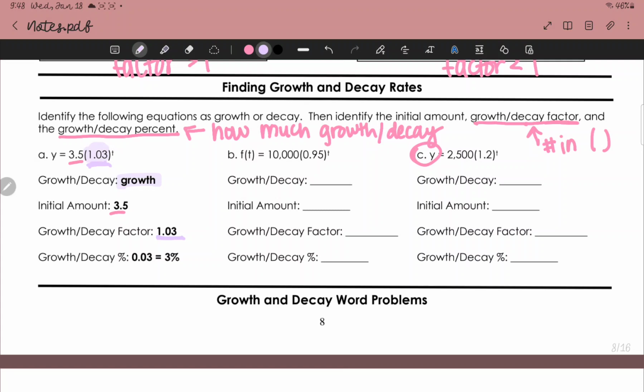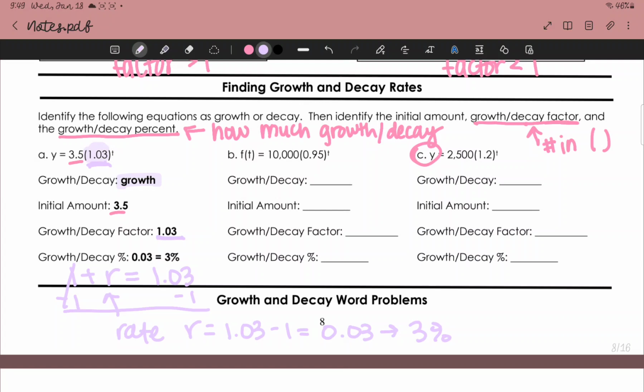All you need to do is say your growth factor is 1 plus r, and r is the rate. So if I'm trying to find the rate and I know the factor is 1.03, all I need to do is subtract 1 from each side, and I'm going to get the rate. So if I have growth, all I'm going to do is the factor minus 1, and it's going to give me the decimal that I need. Of course, you're going to turn it into a percent, which is going to be 3%. And that is how we got that.